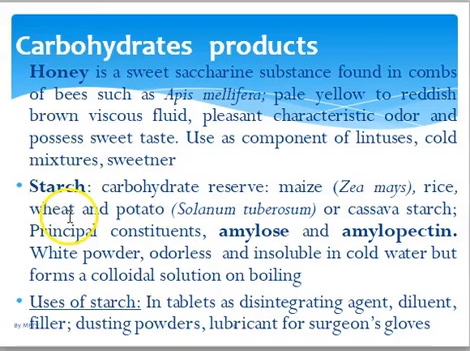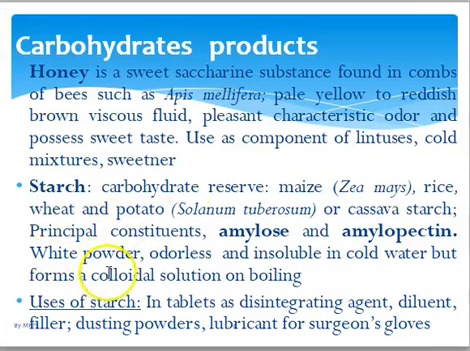The other one is starch. Of course, starch is a carbohydrate reservoir. Starch can be gotten from maize, rice, wheat, potato, cassava. Now, ensure you know the stages and the steps on how starch can be extracted from each of these sources. The principal constituents of starch, of course, are amylose and amylopectin.